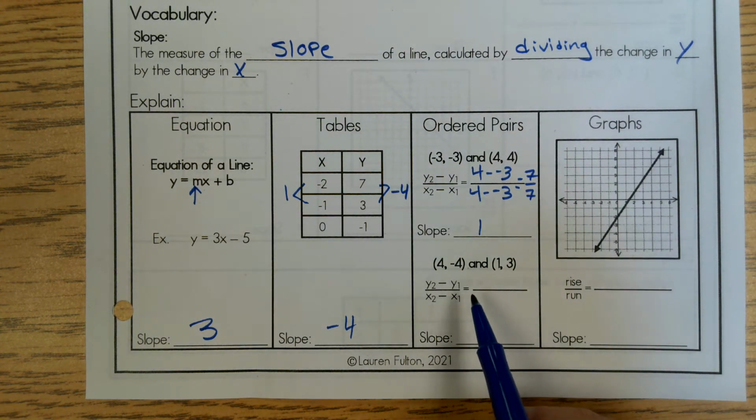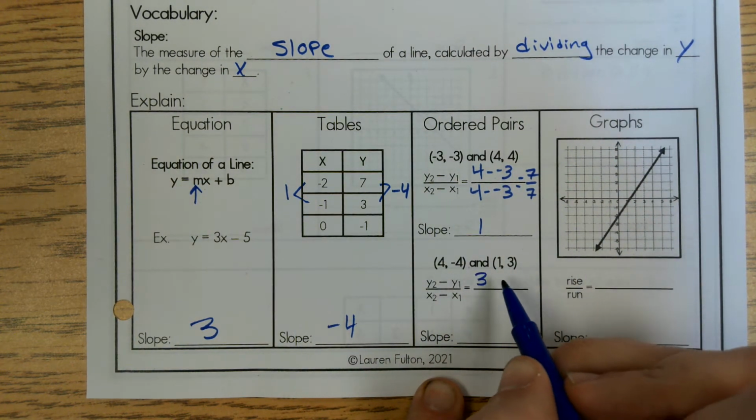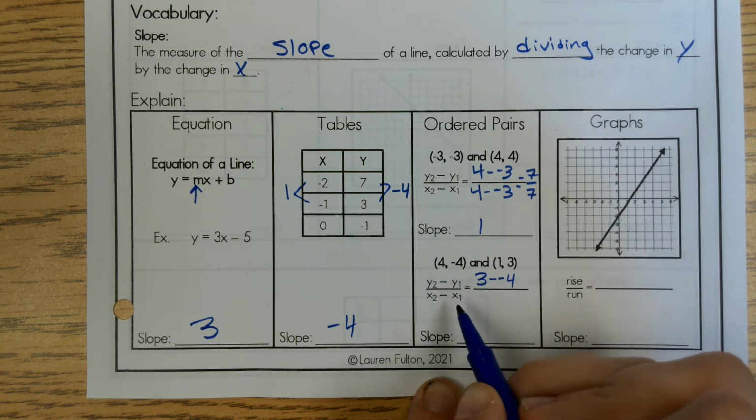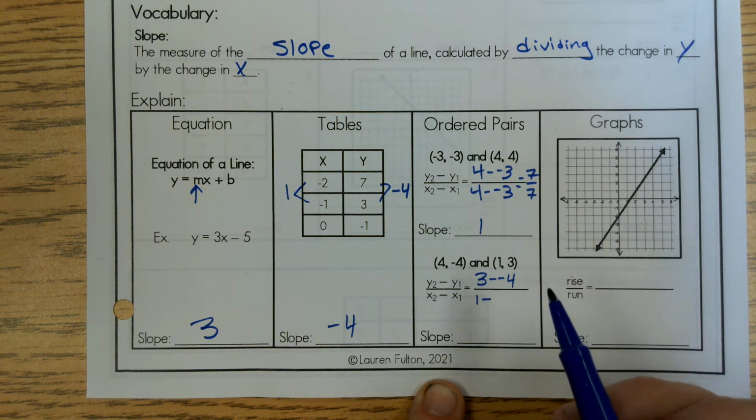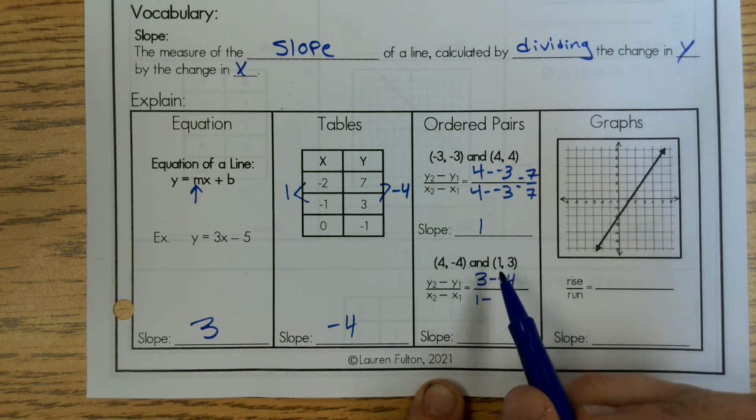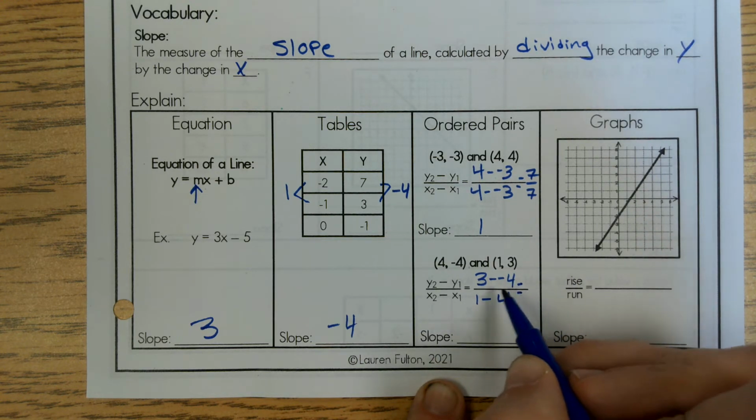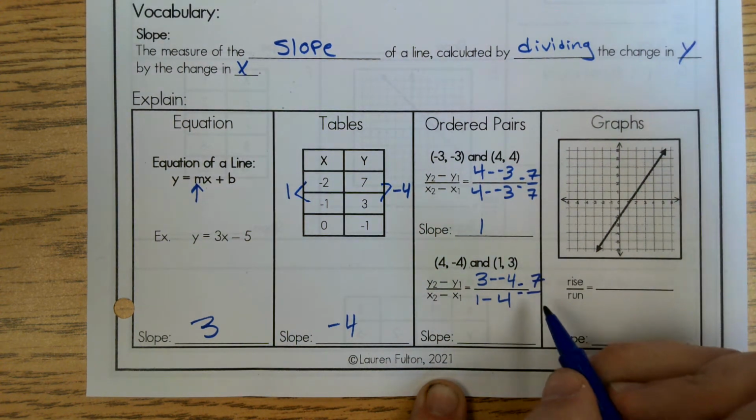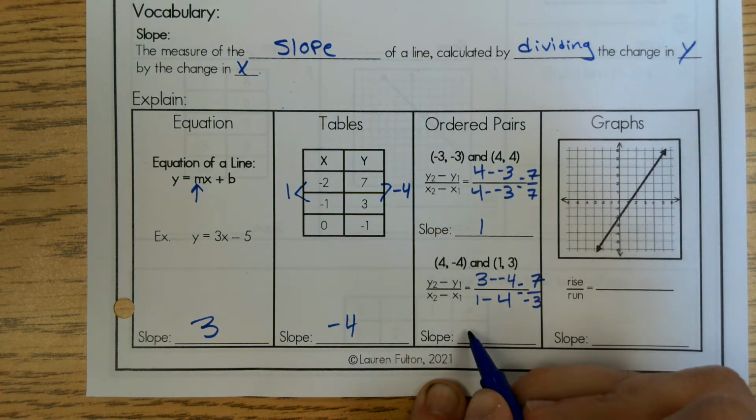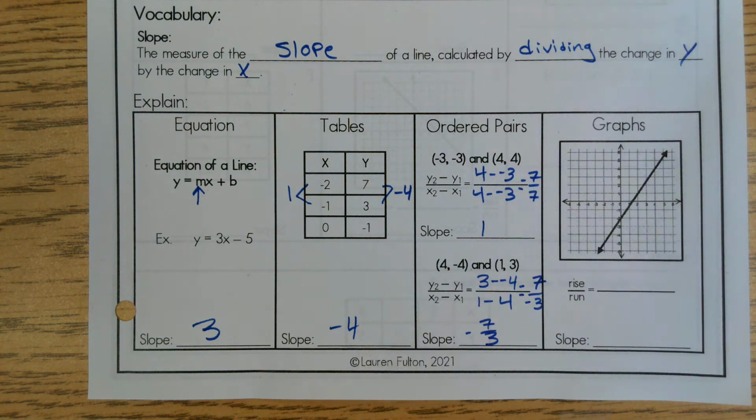What about this one here at the bottom? What is y2? And y1? What is x2? It's 1. What is x1? Good. So 3 minus negative 4 on top again is 7. 1 minus 4 on bottom would be negative 3. So our slope will be negative 7 over 3. We're going to rise down 7 and we're going to run 3.